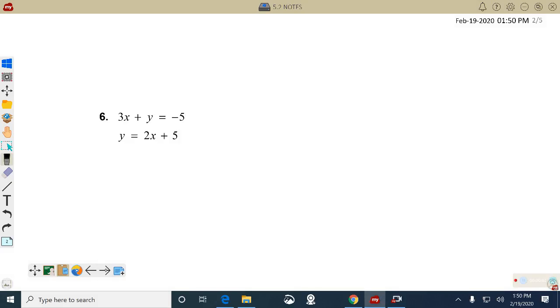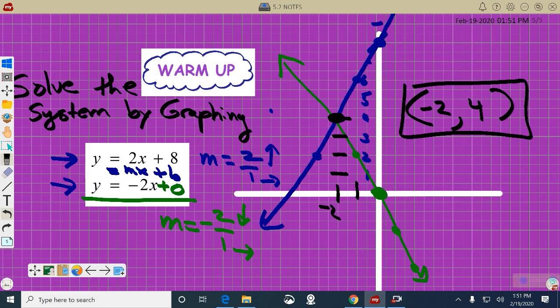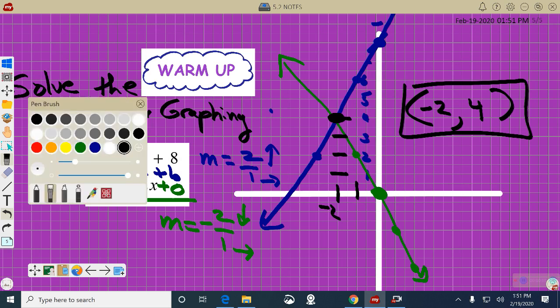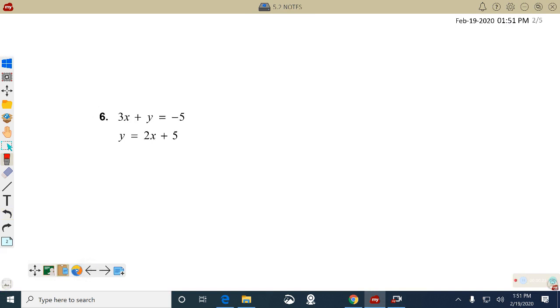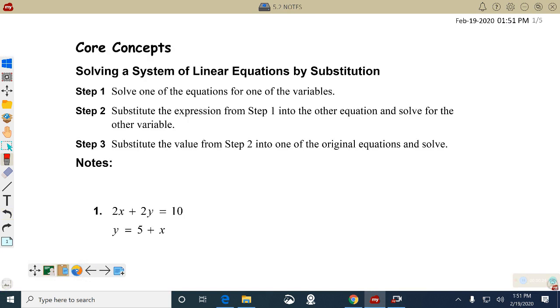Solved this system by graphing. In other words, I took the first line, graphed it, second line, graphed it, and the point of intersection was a solution right here. This is a solution. What I'm going to teach you now is how to solve a system, not by graphing, but by method. It's right on your notes. The method is called substitution.